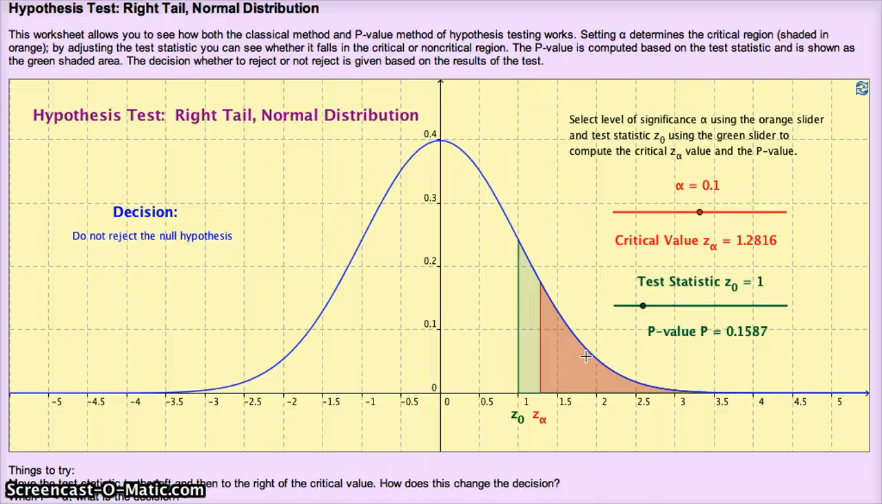So I hope this helps you to understand how hypothesis tests work and the two ways to conduct a hypothesis test. As I said, either comparing the test statistic to the critical value or comparing the p-value to the alpha value. Again, it's a matter of comparing either the location of the z-scores or comparing the shaded area under the normal distribution curve.